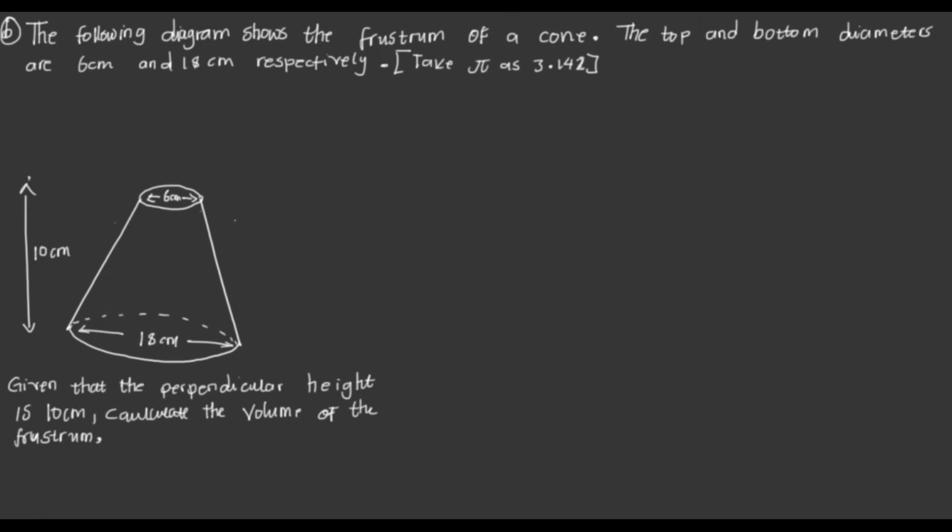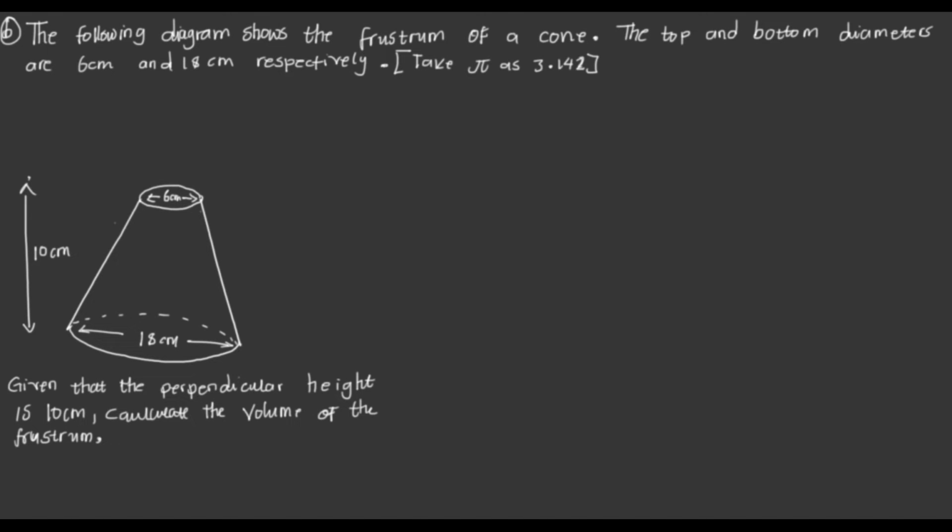Okay, now we can move on to question B. The diagram below shows the frustum of a cone. The top and bottom diameters are 6 centimeters and 18 centimeters respectively. Take pi as 3.142. Okay, so now a frustum is just a part cut from a cone. So what we are going to do is first let's look at the equation. Given that the perpendicular height is 10 centimeters, calculate the volume of the frustum.